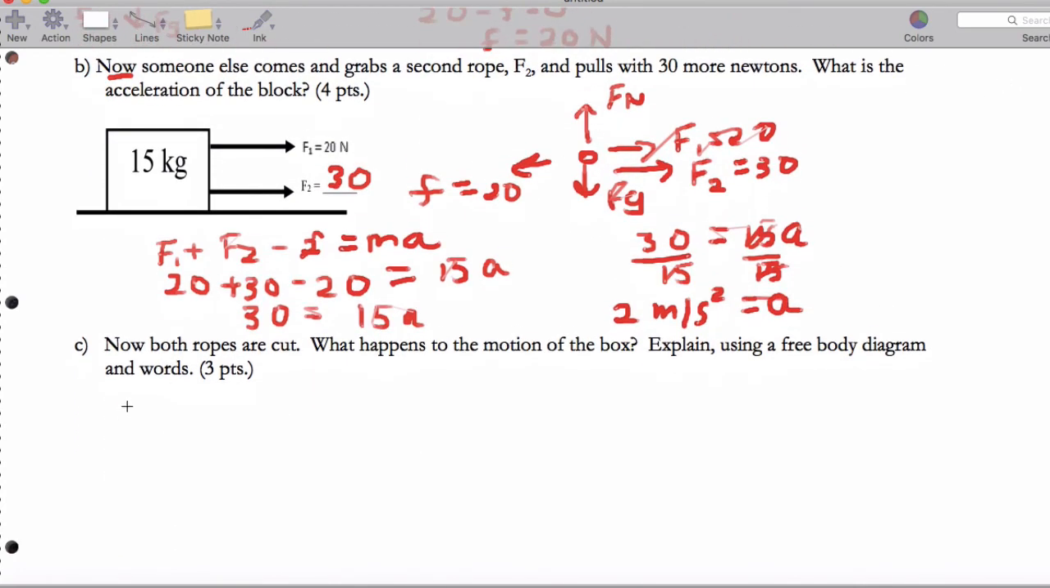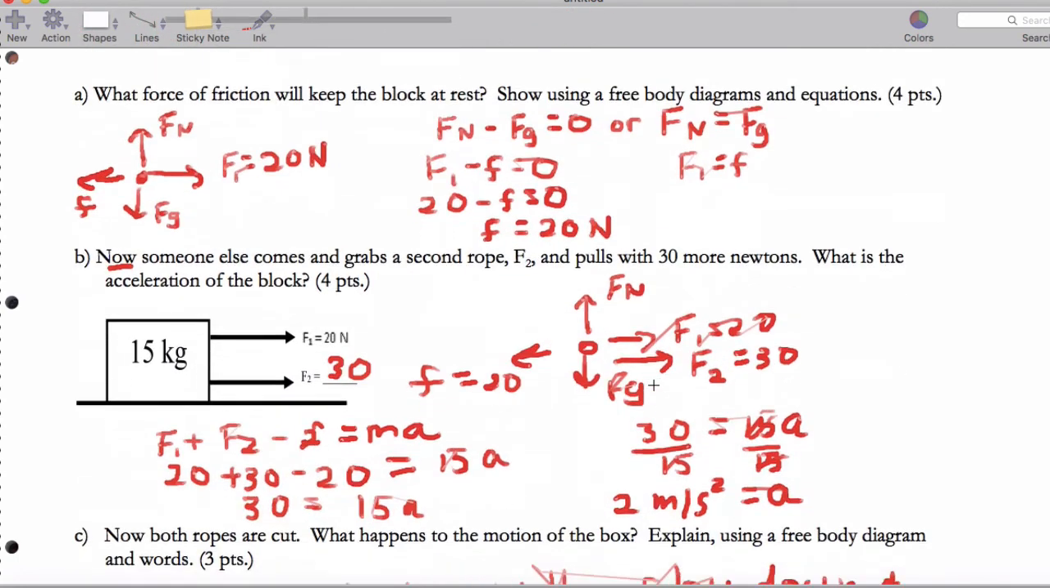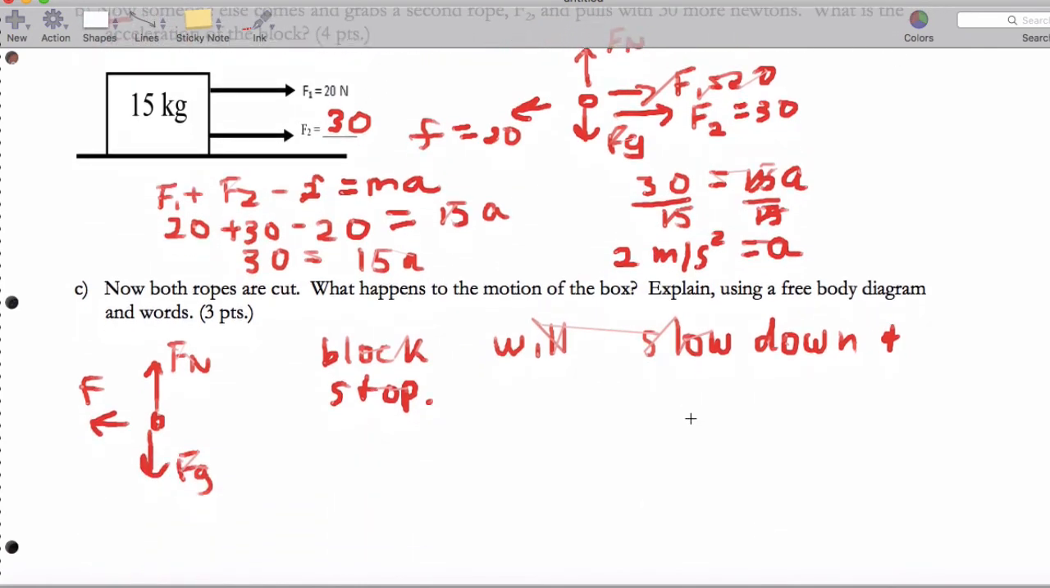All right. Now we cut both ropes. What happens to the motion of the box? Let's just see. So we've got the normal force, and we've got the weight, or the gravity force, and we have this friction force going to the left. And what's going to happen is the block will slow down and stop.